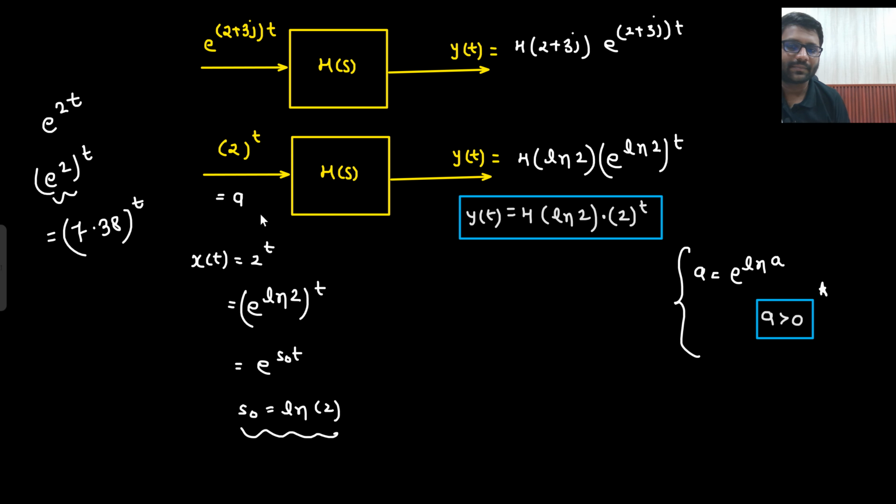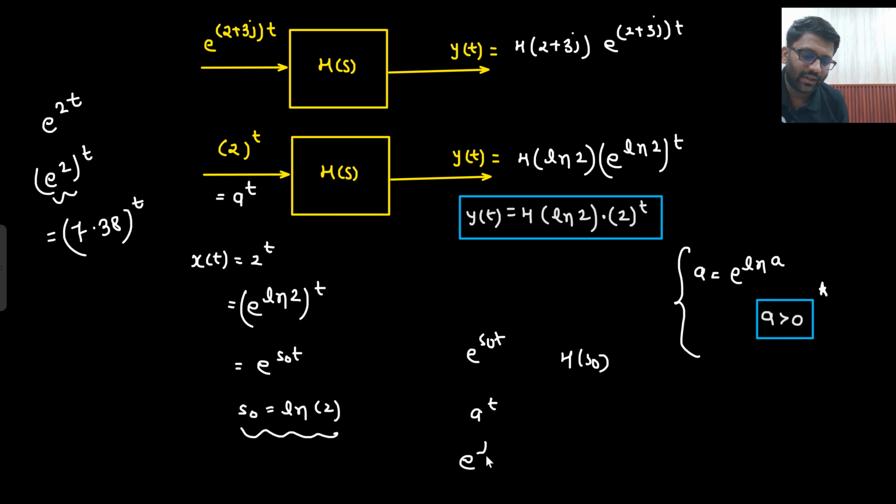So both are eigenfunctions of an LTI system. e to the power s naught t and a to the power t both are eigenfunctions of an LTI system, and the eigenvalue is H(s naught). So in case of e to the power s naught t, what will be the eigenvalue? H(s naught). But in case of a to the power t, what will be the eigenvalue?